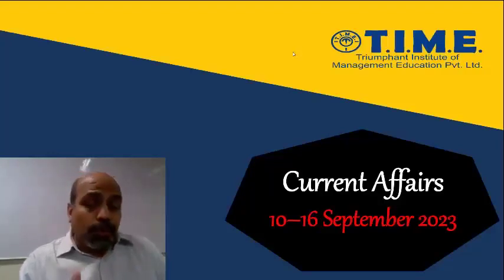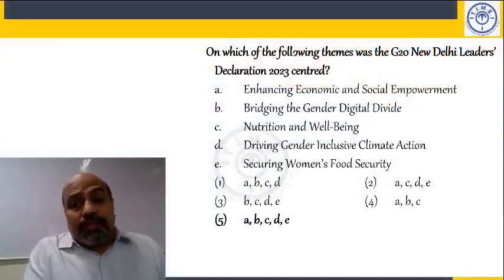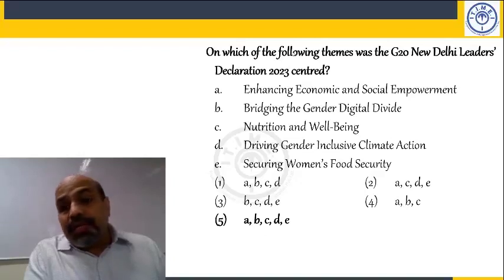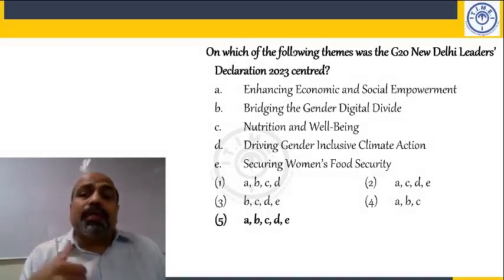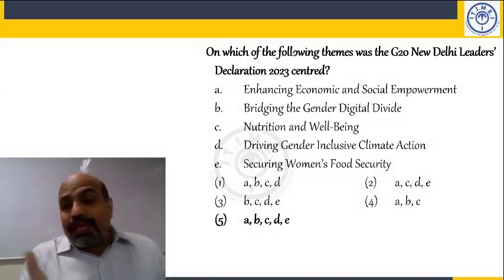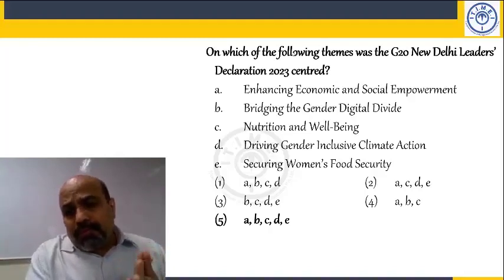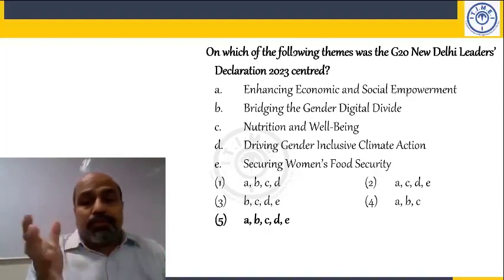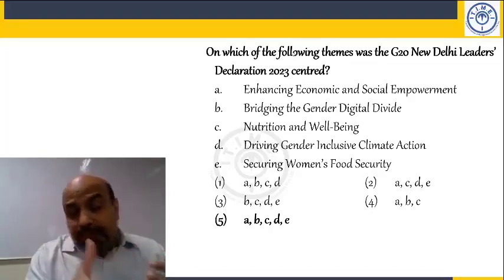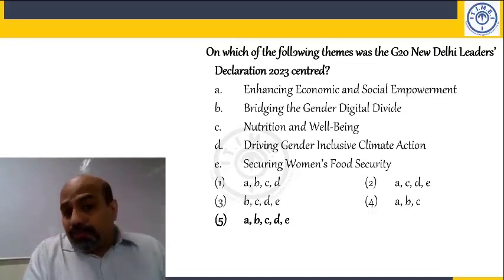Today's first question, the first two questions focus on the G20 summit. On which of the following themes was the G20 New Delhi leaders declaration centered? There are a lot of themes there, but we'll focus on what came out in the New Delhi declaration. While the most important things were the commonplace things like climate change, bridging the gender gap, especially in terms of pay and opportunities for work.